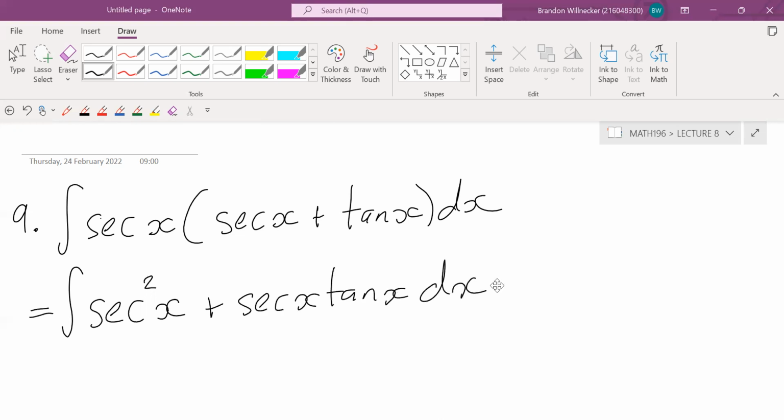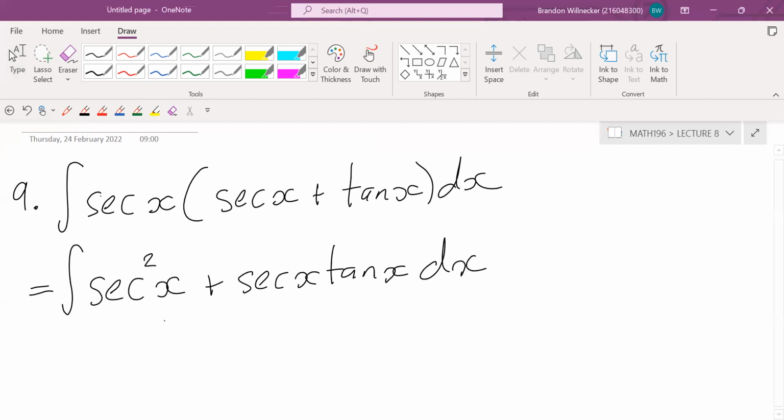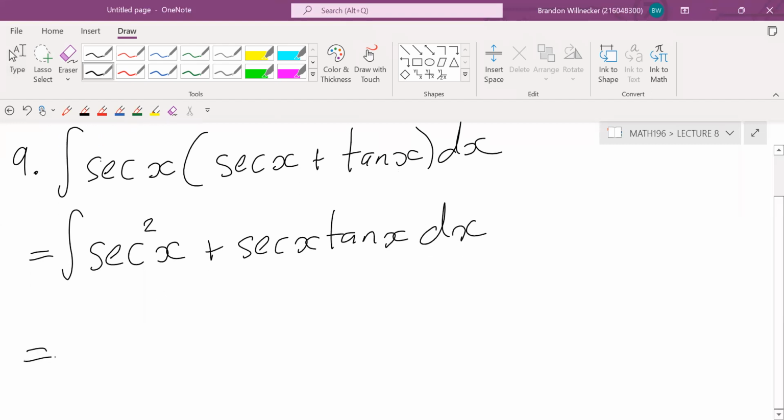Okay, now this is much better because the integral of sec squared of x, that's known, and the integral of sec x tan x, that's also known. So this first line was complicated because it was a product of functions and we don't know how to deal with that. But we multiplied it out, we got two individual terms, and each individual could be done separately. So let's do that. So the integral of sec squared, that's just going to be tan x. And the integral of sec x tan x, that's just going to be sec x. And don't forget the plus c.